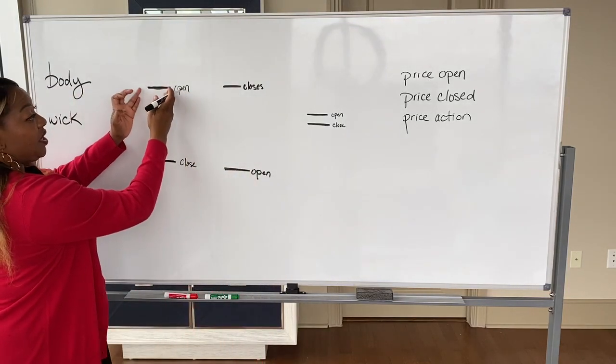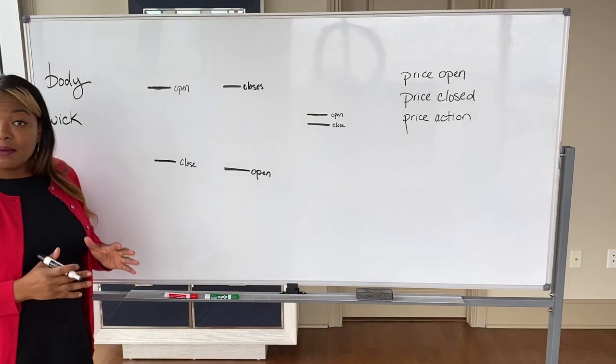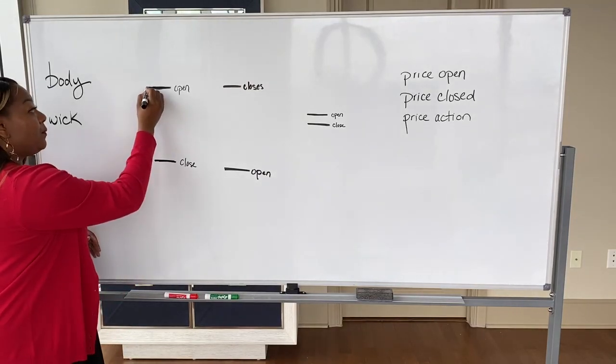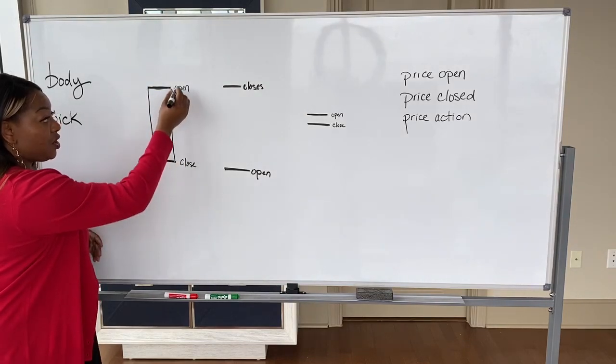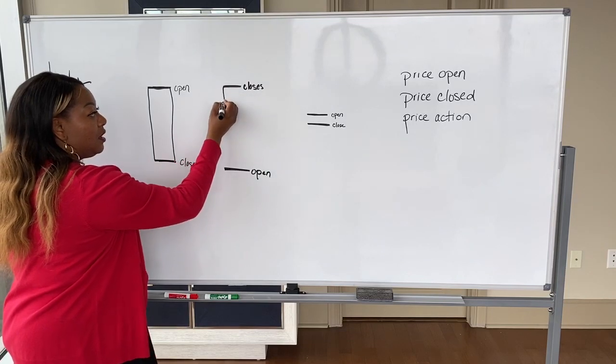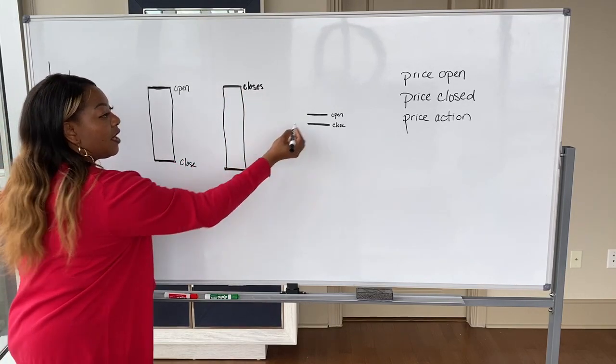The difference between that open and close is going to be the body of the candle, okay? The body of the candle. So here you draw two lines between your open and close, and this gives you the body of the candle, okay?